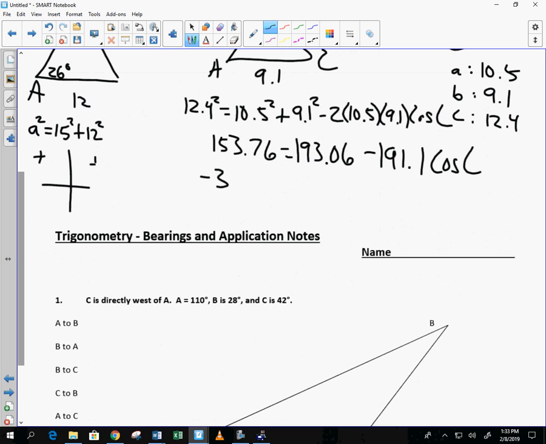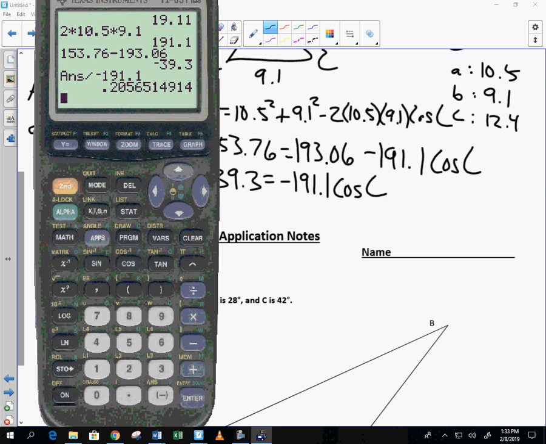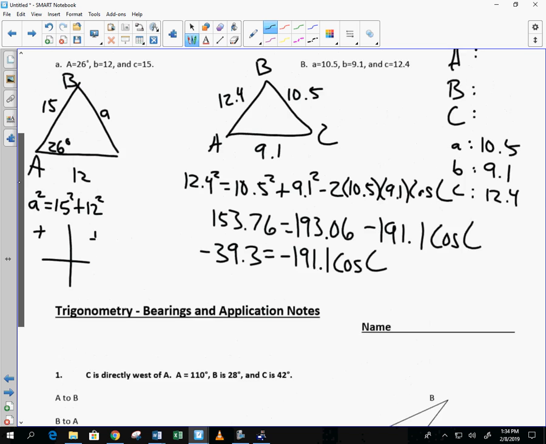Careful with the negatives. Negative 39.3 is equal to positive or negative? Negative 191.1 cosine of c. Now, the reason why that's really important is, is the cosine of c going to end up being positive or negative? Positive. So is it going to be an acute angle or obtuse angle? Acute. So if it was negative, then it would be obtuse. So it's very important to keep track of those negative signs along the way. So I take the negative 39.9. I divide it by negative 191.1. Is that my answer? What do I do? Inverse the cosine, and I get the grand total of 78.13.